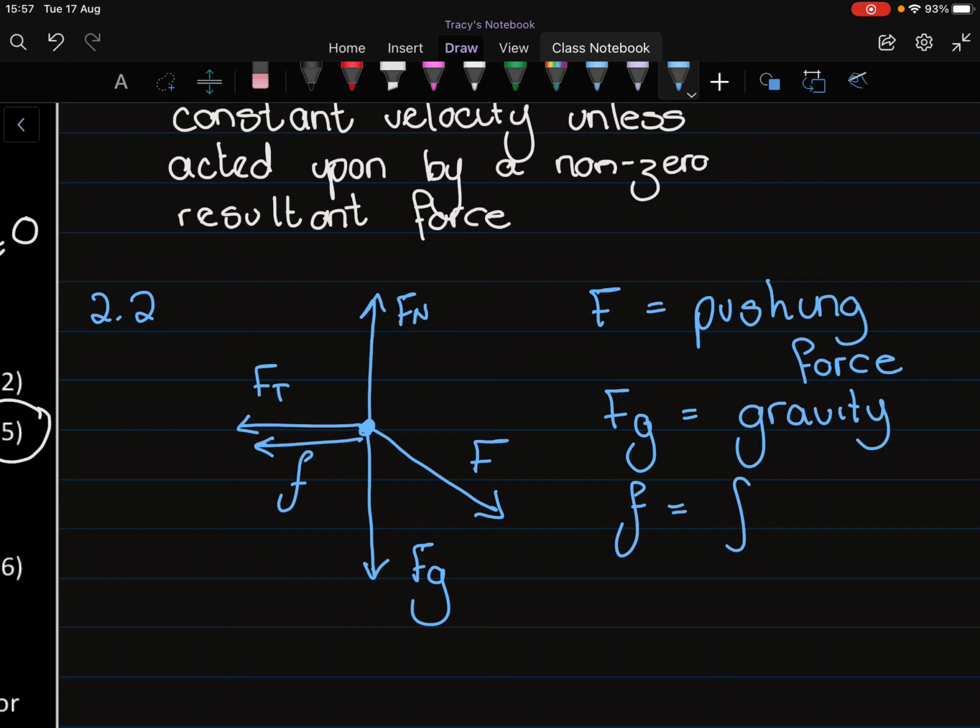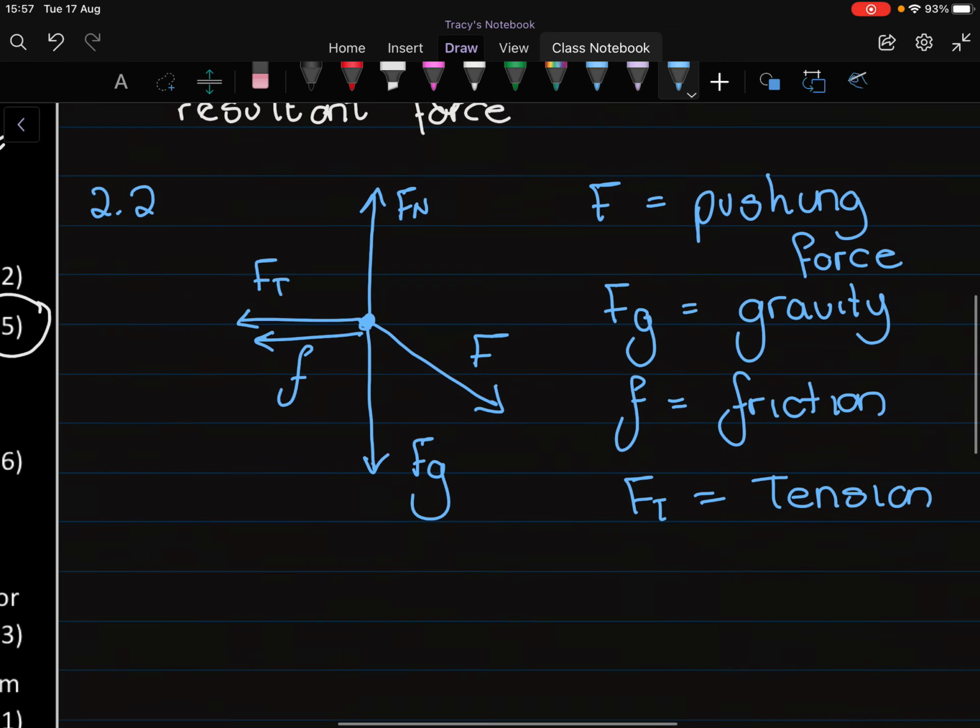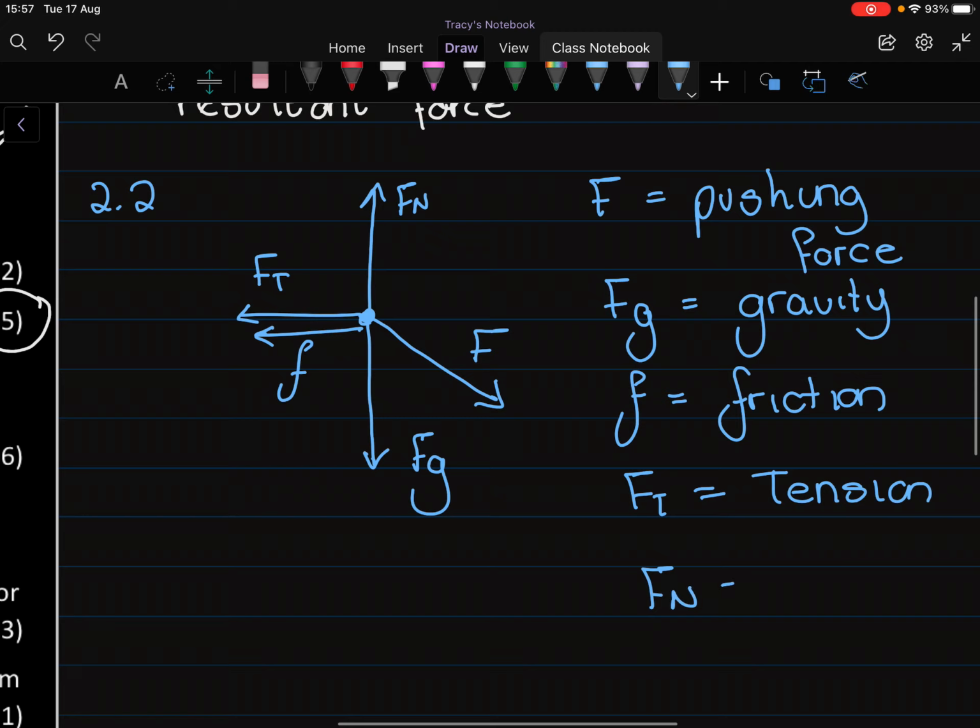Ff, which is friction, and you can also state this as static friction, Ft, which is tension, and then finally Fn, which is the normal force. Nice and simple. With Newton's laws, you're very likely going to get, in fact, I can probably guarantee it, a free body diagram of some sort in the question.